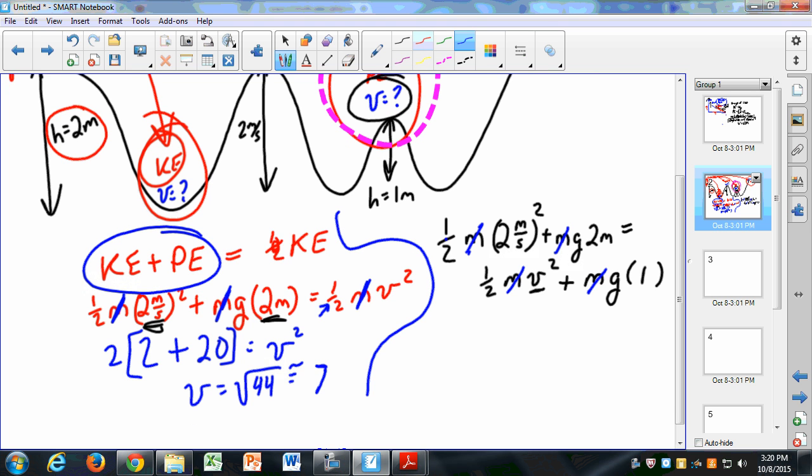This is 1/2 of 4, 2 plus 20 minus 10 times 2, square root, equals v. Do you want me to spend more time on that algebra, or are y'all okay with the algebra?